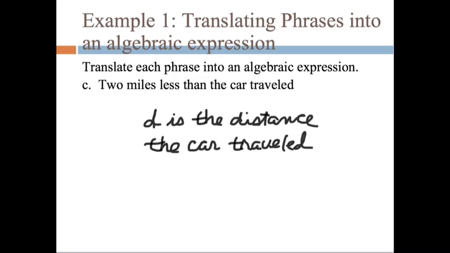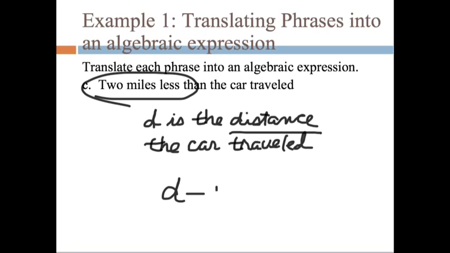Realize distance is something that's quantifiable. I can write it as a number. You don't just want to put C is the car or D is car or anything like that. We want to make sure we emphasize the numerical value here. So if D is the distance the car traveled, then we know that we're referring to 2 miles less than that. We would do D minus 2.